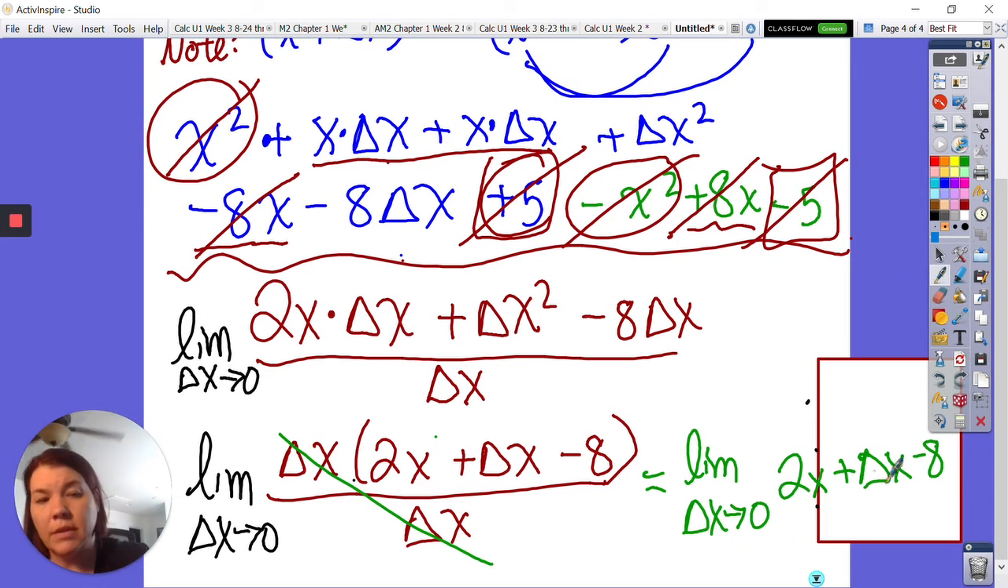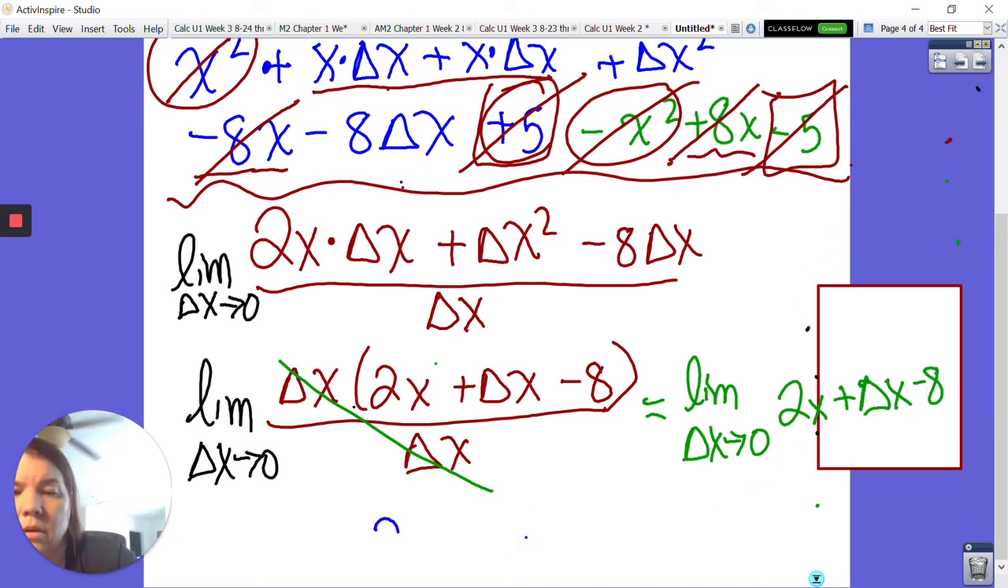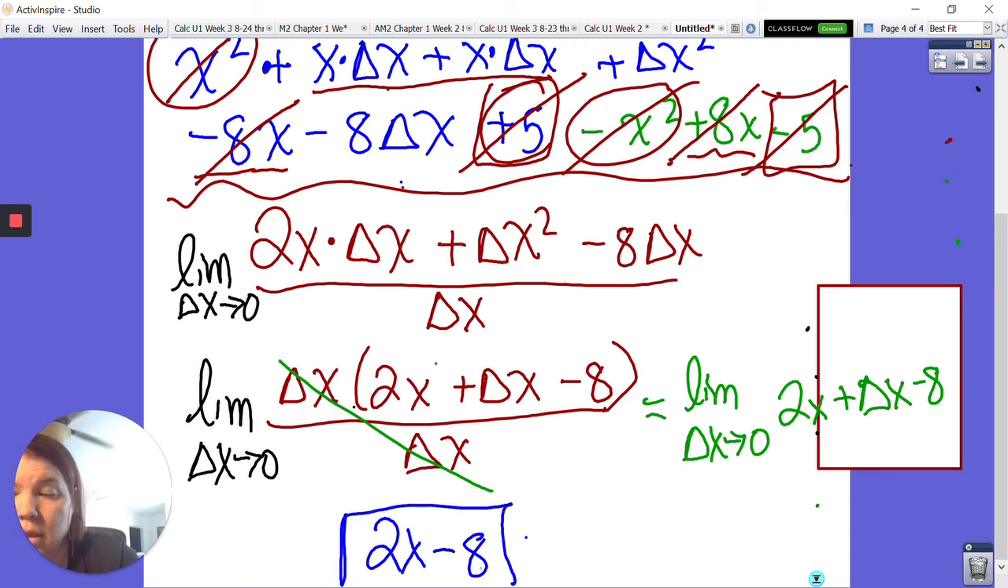And so then I'm going to plug in 0. Now I'm going to do a direct substitution. It wouldn't work earlier, but now that I've manipulated it, it will. And so I'm left with my final answer of just plugging in 0, and I've used the limit now. This is my answer. And so sometimes x is part of your answer.